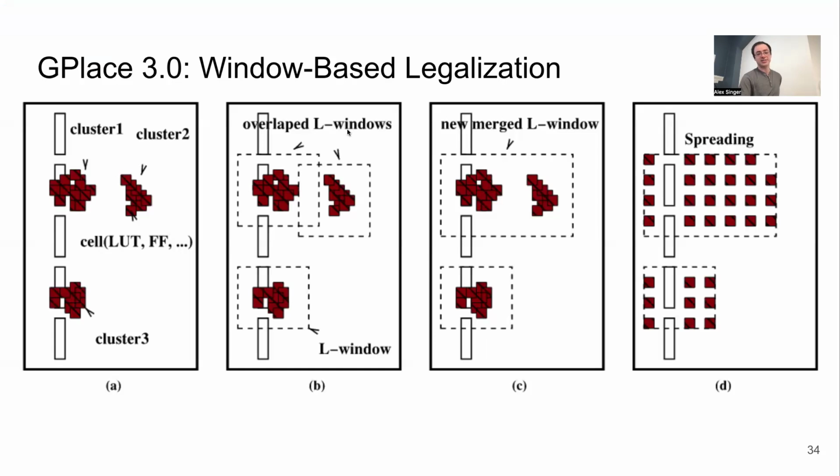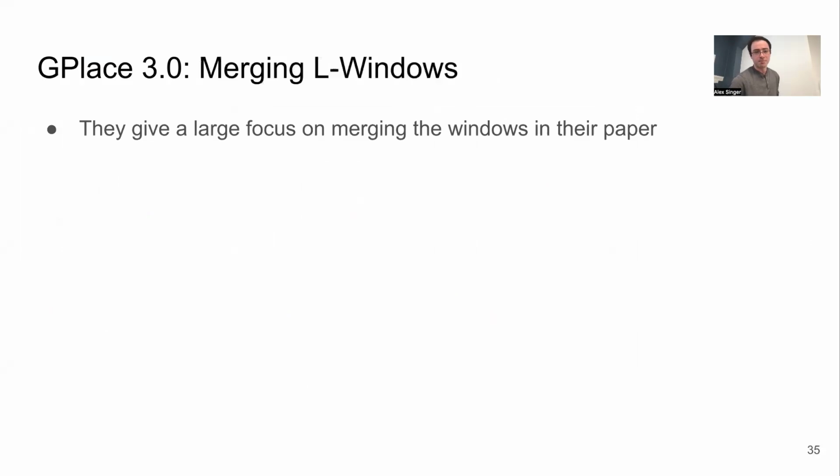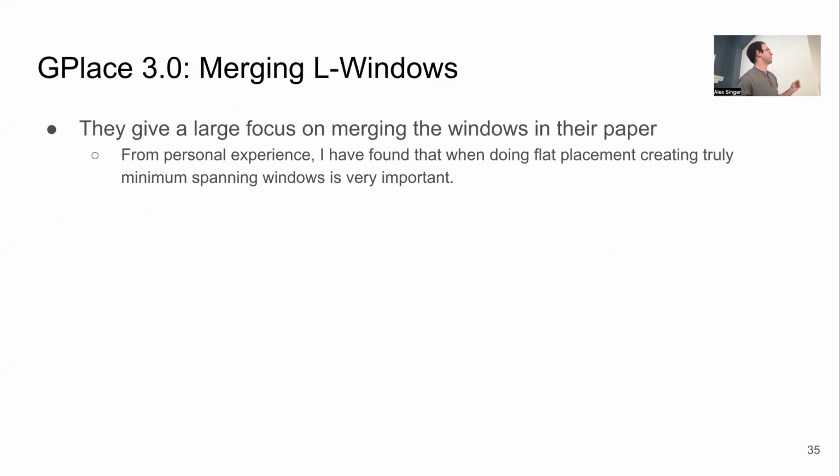They have these legalization windows. This is the first time I've seen windows being used in this case, and I like the term windows over regions, so I'm going to use windows. We're going to create these windows, we're going to merge the windows, and then we're going to spread them amongst the windows. I didn't find anything to do with nonlinear scaling here. So they are just doing bipartitioning over and over again. Now, merging the windows, they give a large focus on merging the windows in their paper. From personal experience, when I worked on my bipartitioner, I have found that doing flat placement, creating truly minimum spanning windows is very important.